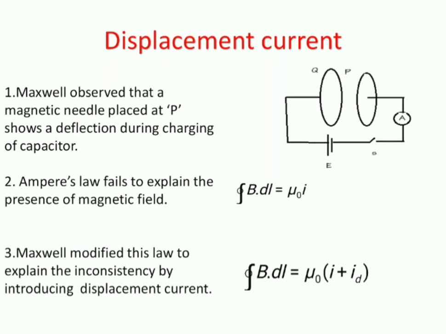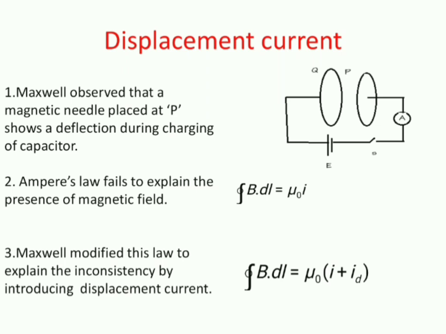So to understand this displacement current, look at the diagram which is given here. It's a parallel plate capacitor with circular plates connected to a battery and a switch through an ammeter. We know that when we close the switch, as long as capacitor is charged, there will be a deflection in the ammeter, which says that there is a current in the circuit until the capacitor is completely charged. Once capacitor is completely charged, ammeter shows a zero deflection.